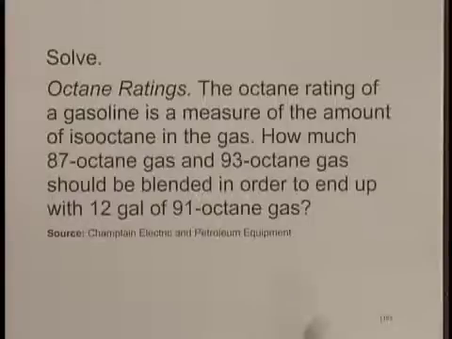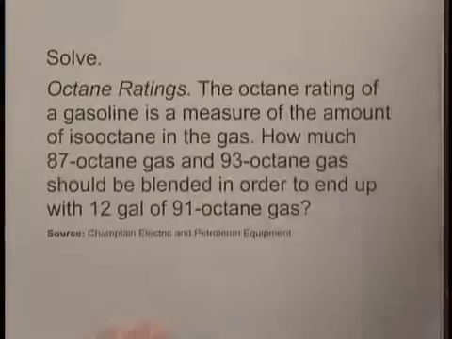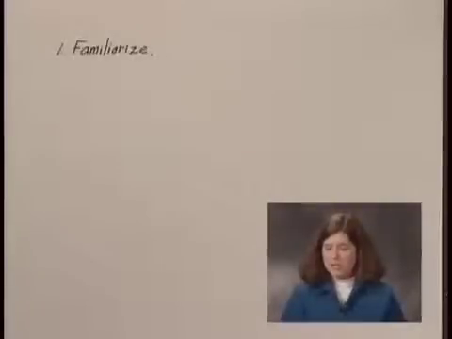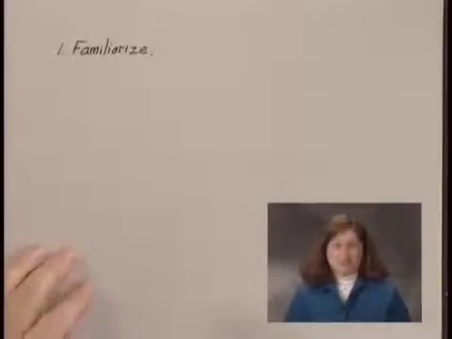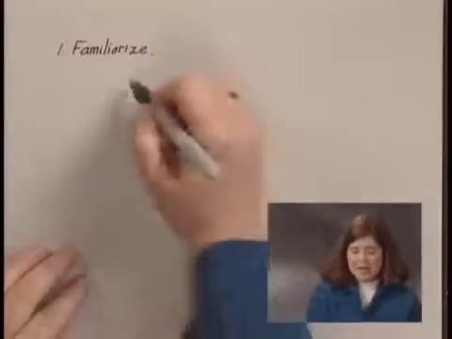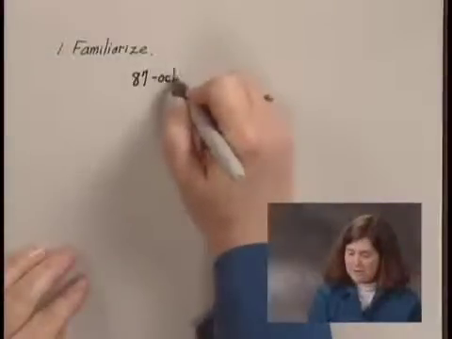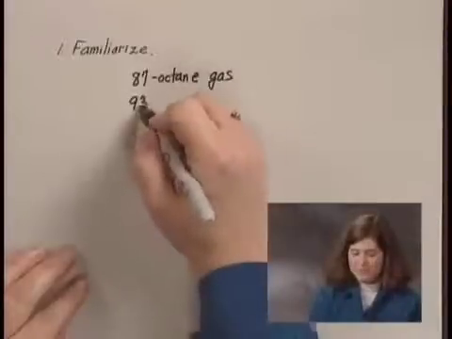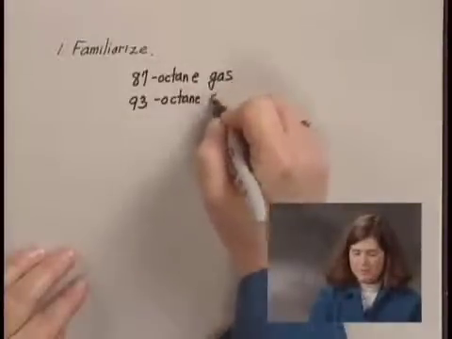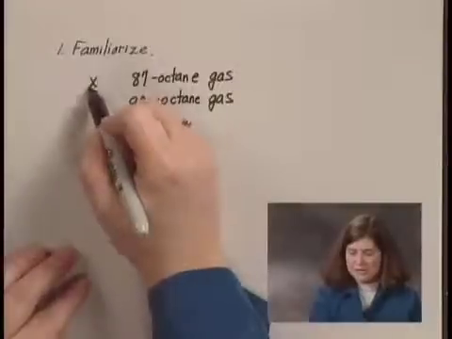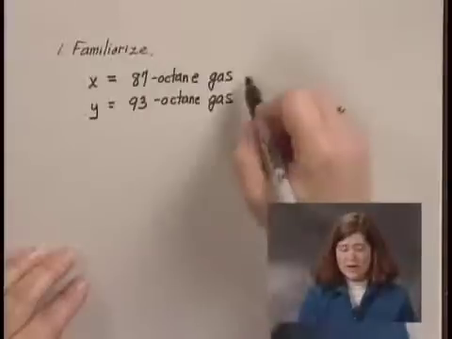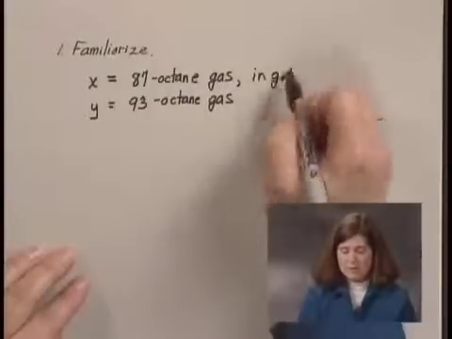of 91 octane gas? We'll approach this problem using our 5-step problem-solving strategy, and the first step is to familiarize ourselves with the situation. Since we have a mixture problem, we'll organize the information in a table. We're going to start by defining variables. We want to mix 87 octane gas and 93 octane gas. So let's let X equal the number of gallons of 87 octane gas and Y equal the number of gallons of 93 octane gas.